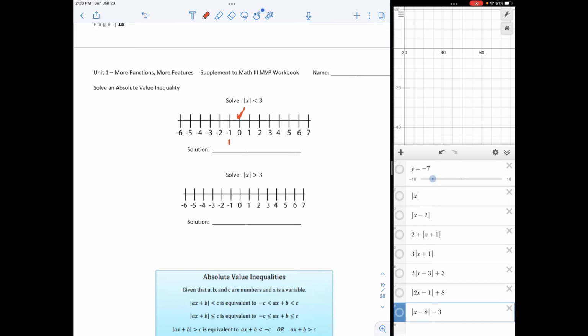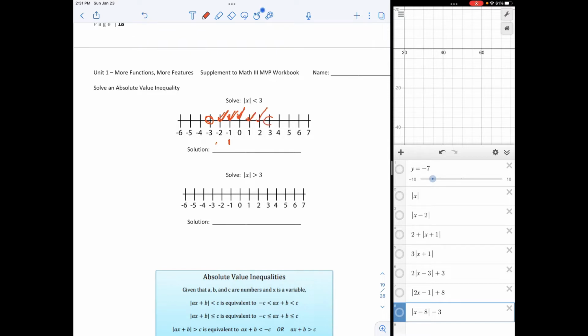What about -1? The absolute value of -1 is 1. 1 is less than 3, so that makes that true. -2, the absolute value of -2 is 2, so 2 is less than 3. That makes that true. The absolute value of -3 is 3. Now that does not make it true because it's not less than or equal to. But I'm going to put a circle there because I can get very close to that -3. What about -4? No, that doesn't make it true because the absolute value of -4 is +4, and 4 is not less than 3.